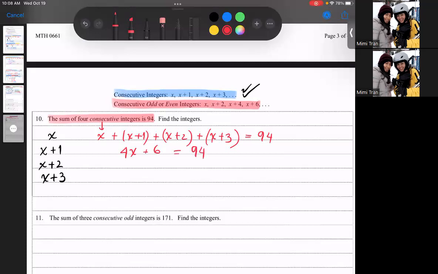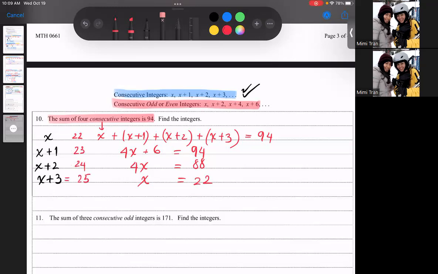Subtract 6 from both sides. 4x equals 88. Divide both sides by 4. x equals 22. And don't stop right there. You need four of them, right? If x is 22, then it's what? That'll be your answer. I like that, it's fine.